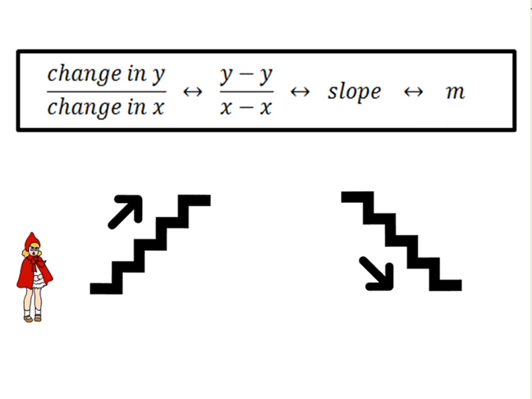Now, let's take a look about direction, because direction is important. I have my friend Red here to help us. Now, if we were going upstairs, Red would be walking up here and she would be walking down here.